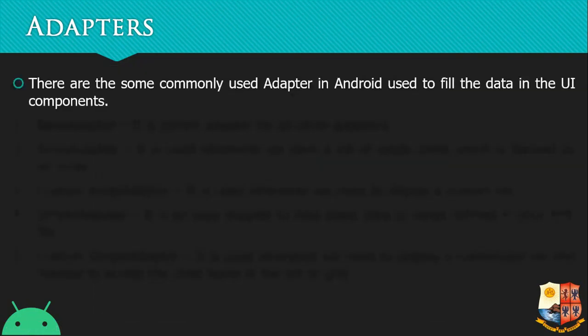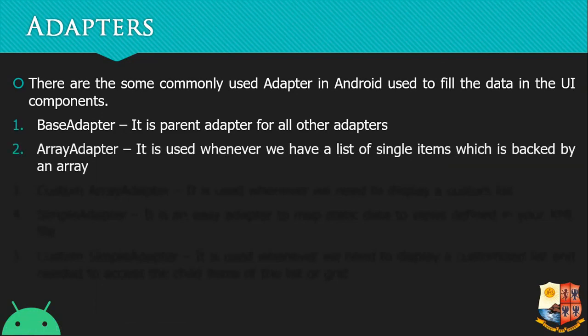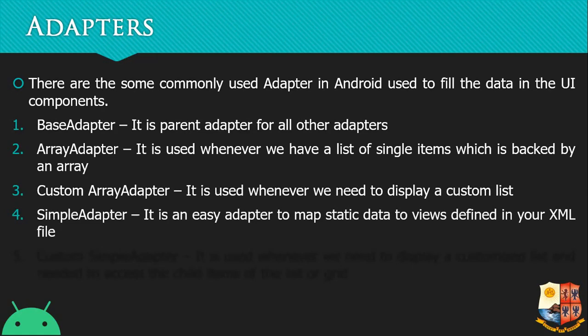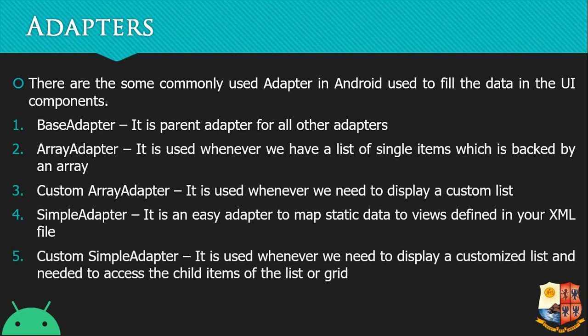There are some commonly used types of adapters. Let me go through them and we'll finish. Base adapter, array adapter. We used the array adapter in the last class, if you remember. Then we have the custom array adapter, where we need to display a custom list, not just numbers or strings. In the next program, we are going to use a simple adapter to map static data to views defined in your XML file. In tomorrow's class, I'll be using the simple adapter. The custom simple adapter is used to display a customized list, not just a static list, to access child elements of that particular list view or grid view, whatever it is.